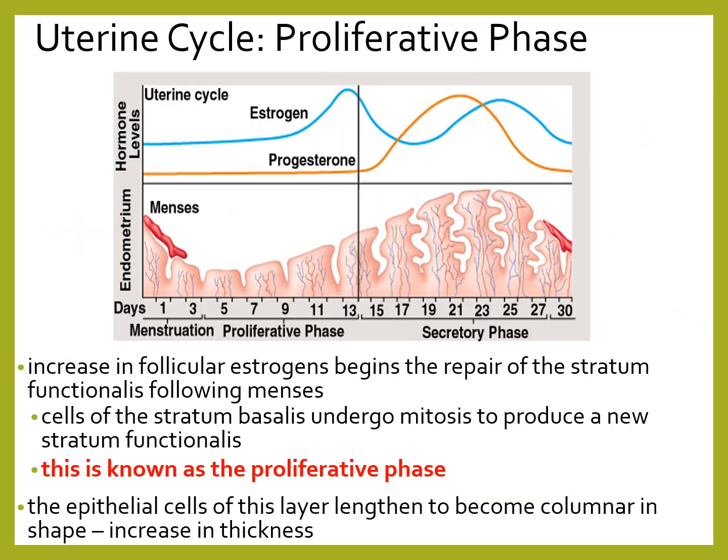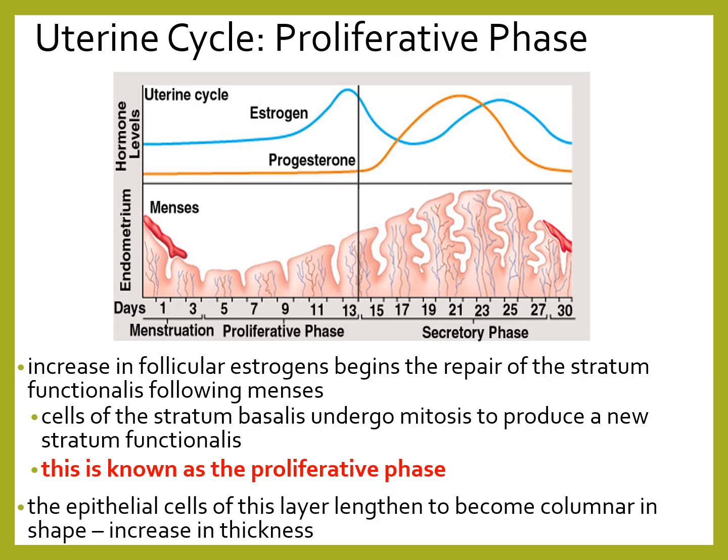Following menses, the stratum functionalis layer of the endometrium is at its thinnest because it has degraded and has been shed. So in the proliferative phase of the uterine cycle, the stratum functionalis is rebuilt, and this is the job of follicular estrogens. Follicular estrogens are going to begin the repair of the stratum functionalis. It does so by stimulating the cells of the stratum basalis below the functionalis to undergo mitosis and produce a brand new stratum functionalis. Because these stratum basalis cells are undergoing mitosis to produce the new stratum functionalis, this is why we call this part of the uterine cycle the proliferative phase.